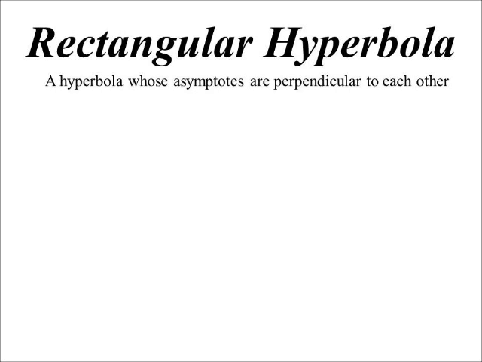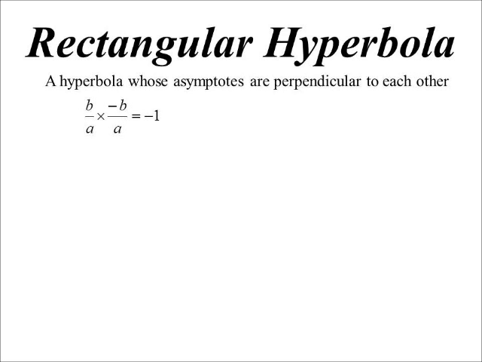Okay, we're going to look at a specific type of hyperbola, the one that we're used to seeing, y equals 1 on x, which is what's called the rectangular hyperbola. Basically, it's defined this way. Any hyperbola whose asymptotes are perpendicular to each other is what we call a rectangular hyperbola.